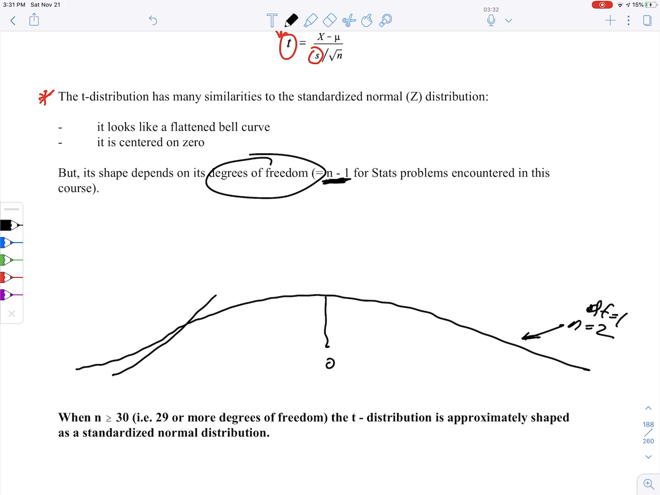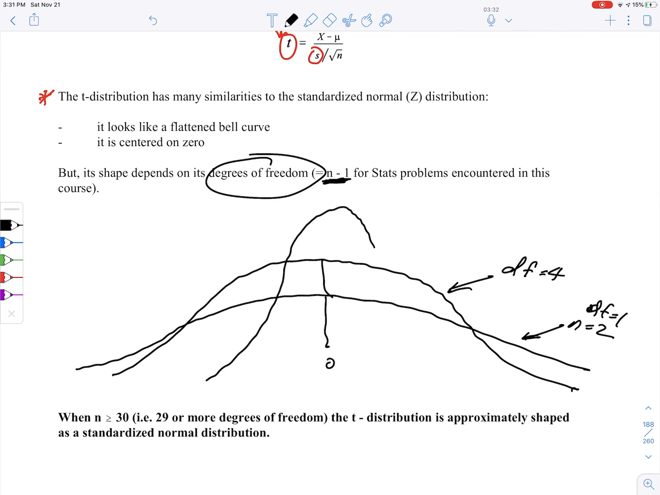Let's draw another one. Here's a distribution, which is supposed to be symmetric, for let's say 4 degrees of freedom. And then I'm going to draw one which looks pretty well normal. It didn't quite reach the middle there, but anyways, it's supposed to. That looks pretty close to a normal distribution, and this would be for degrees of freedom equal to 29.